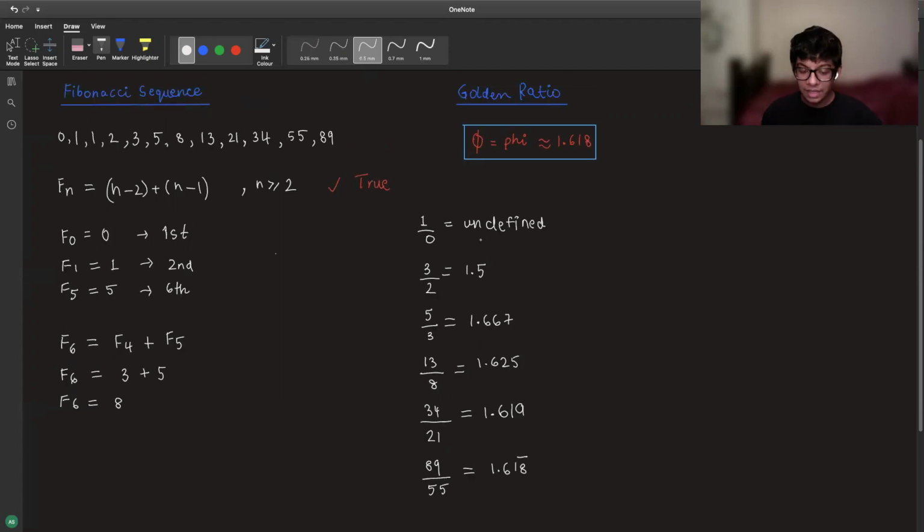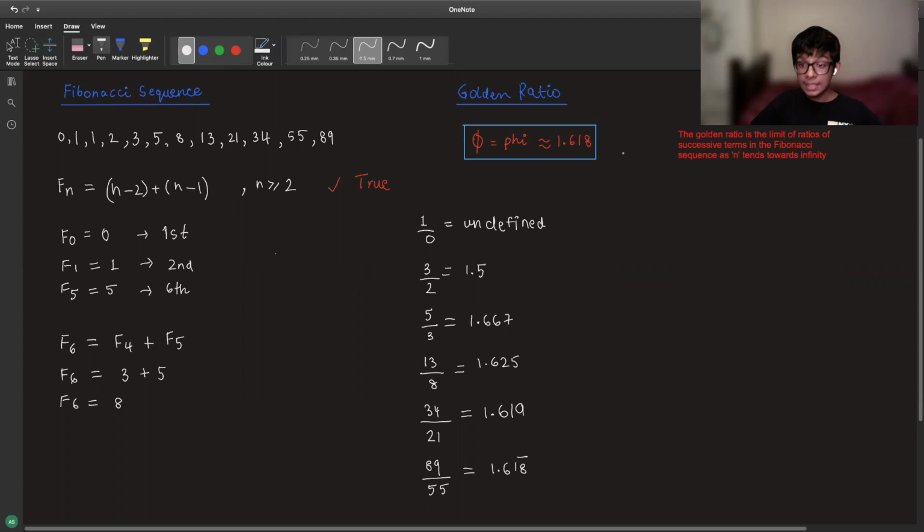So what we can say, as an easier explanation, is that the golden ratio is the limit of ratios of successive terms in the Fibonacci sequence as n tends towards infinity. Mathematically, this can be represented by the following equation. So we will say the limit of F of n upon F of n minus 1 equals phi as n tends towards infinity.